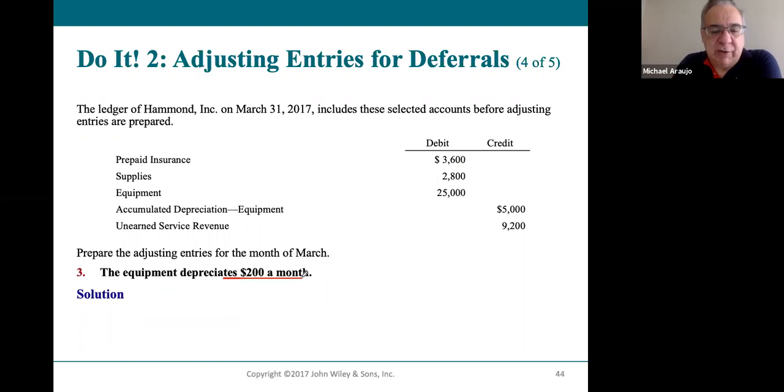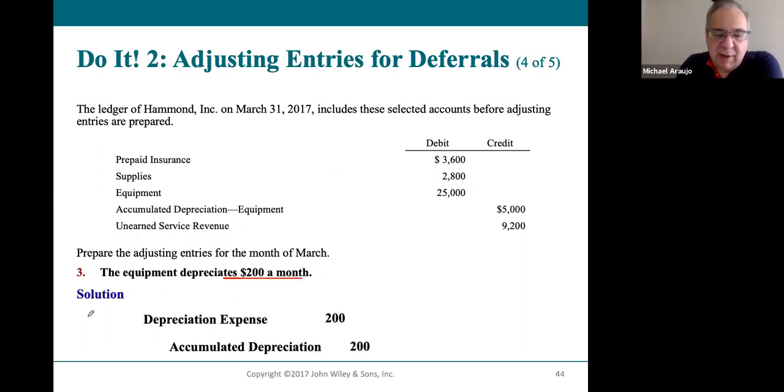Equipment depreciates at $200 a month. In this case, they just give you the amount of depreciation. There's nothing to calculate here. So in this case, again, we'd write the date here, depreciation expense of $200. I disagree with this as well because I would actually say it's accumulated depreciation for equipment, and that's a little EQ there. And so a credit to accumulated depreciation for equipment. This is the actual name of the account that should be used here.